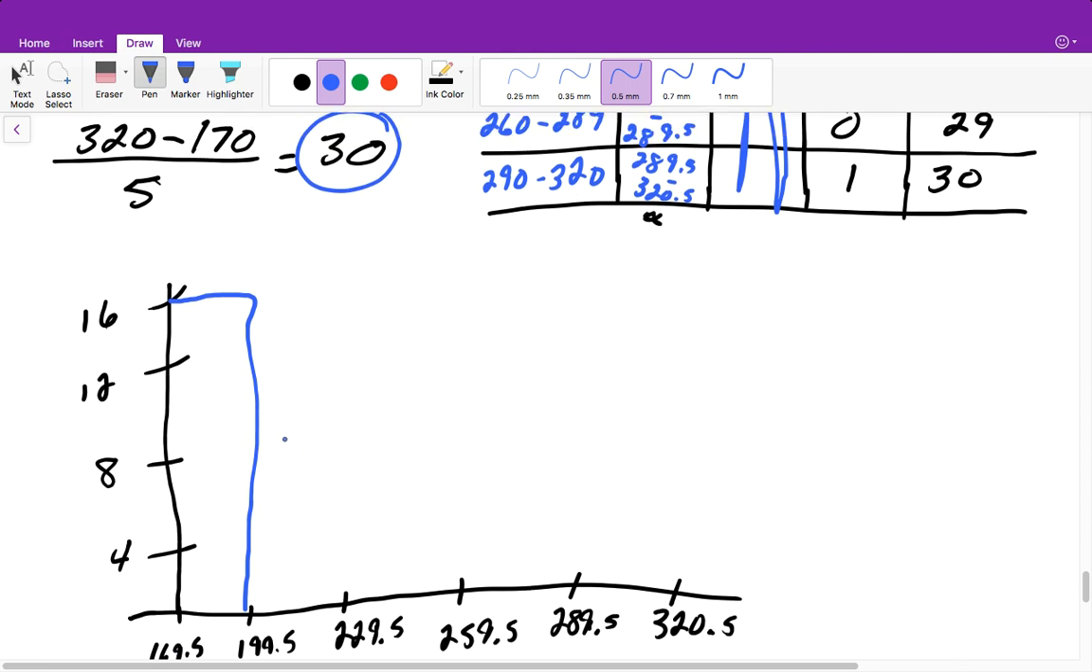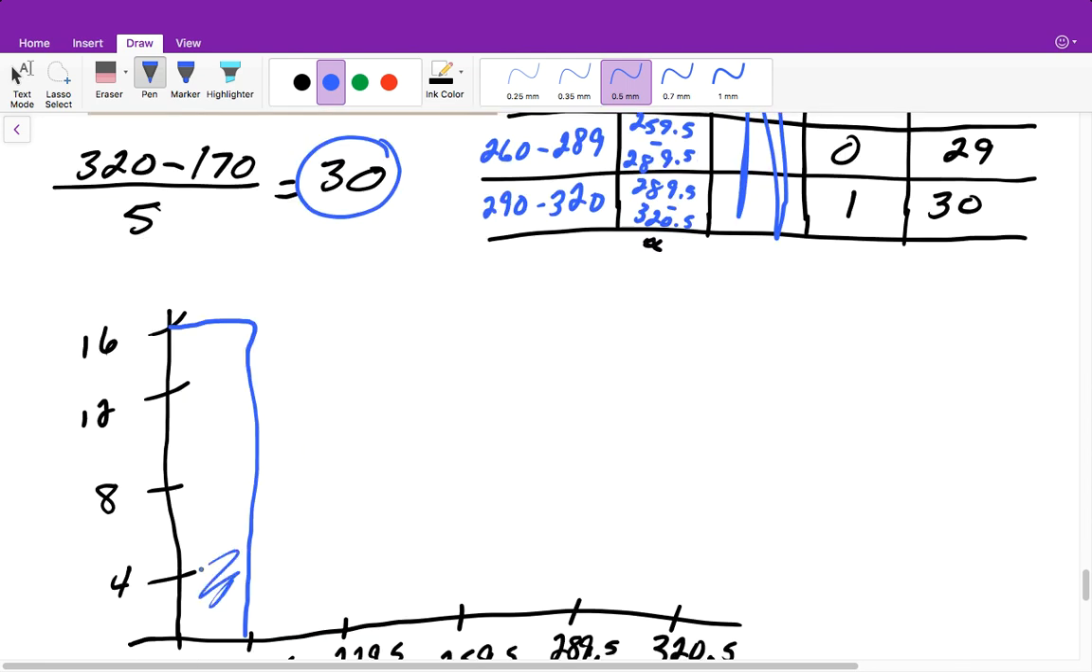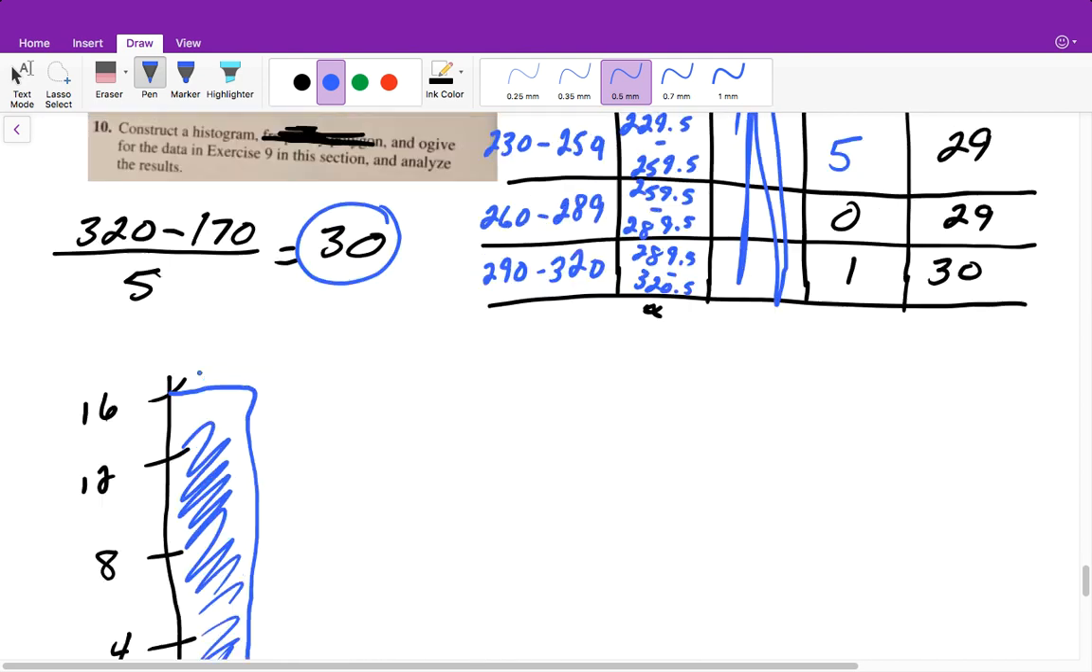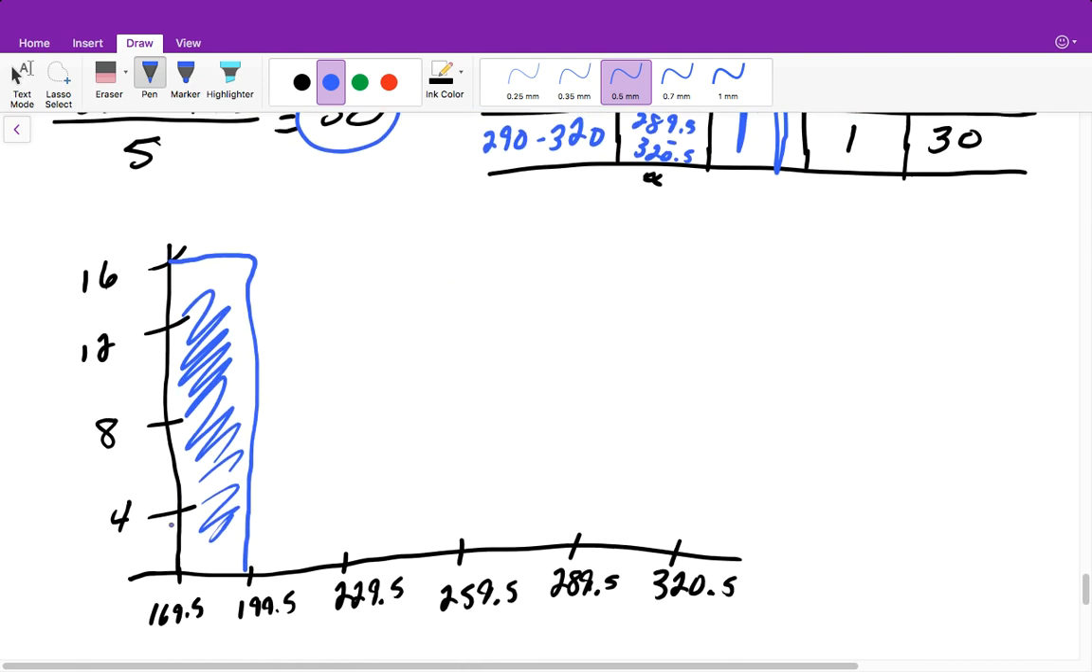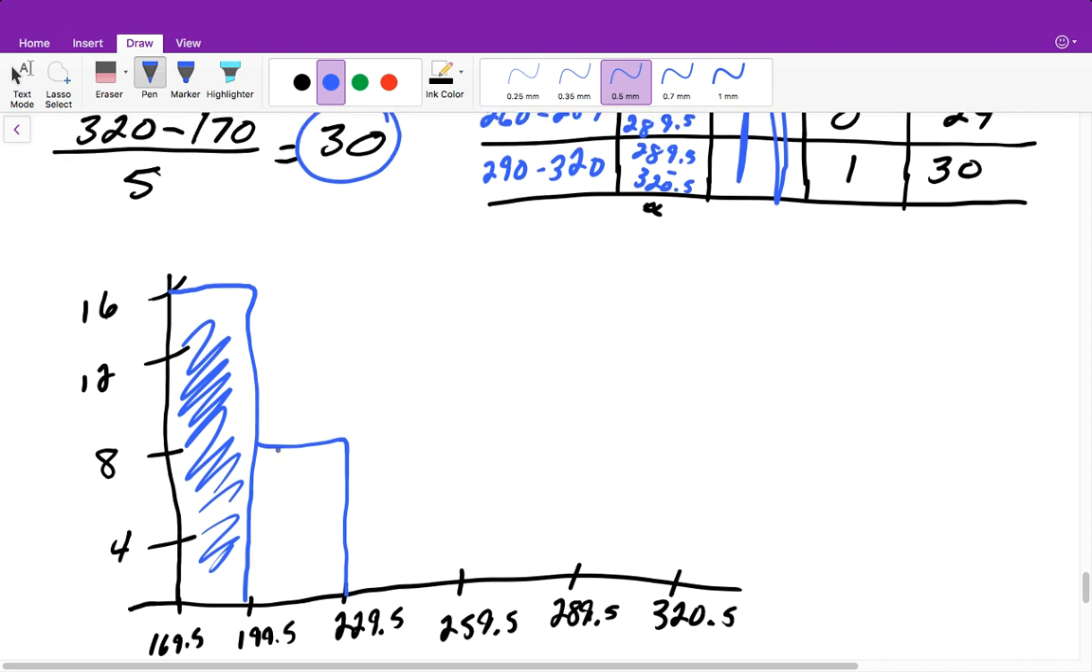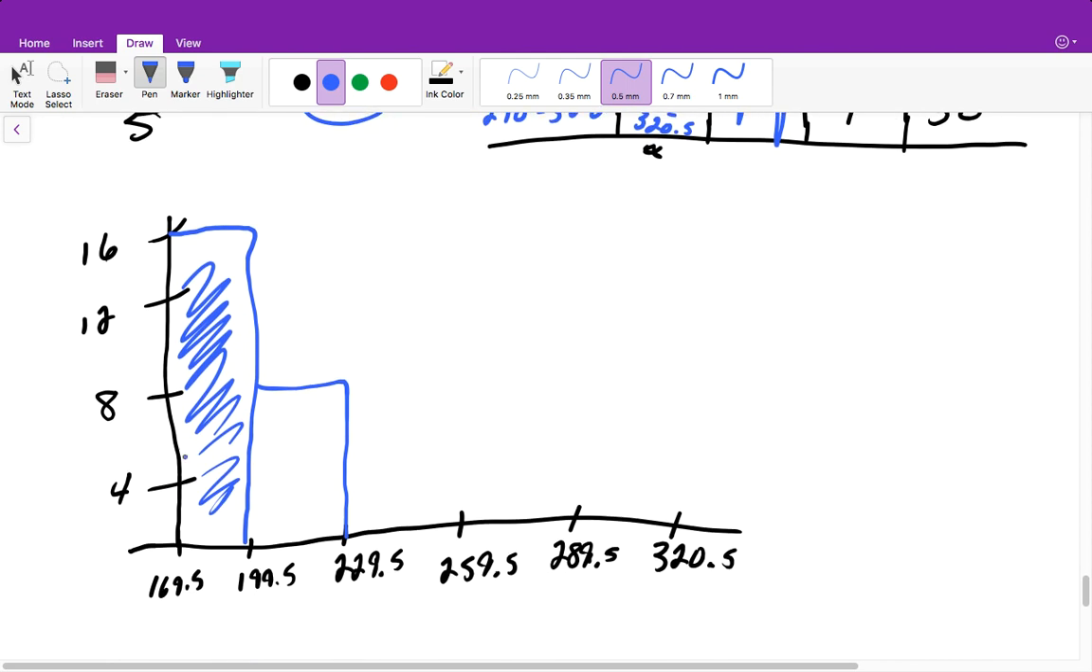So we had 16 from there. Our next one, remember I told you you should probably shade in every other one, has a frequency of 8, so we will go to 8 and it's here. The next one had a frequency of 5, so it's a little bit more than a 4. We'll go there and color it in. Our next one didn't have a frequency, and our last one had a frequency of 1. All right, so that would be our histogram.